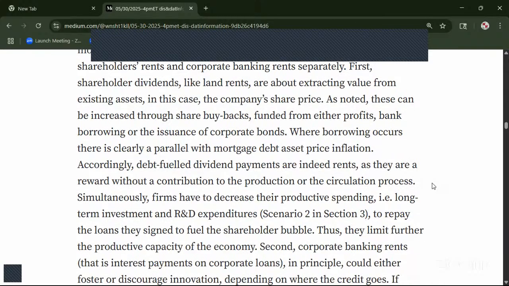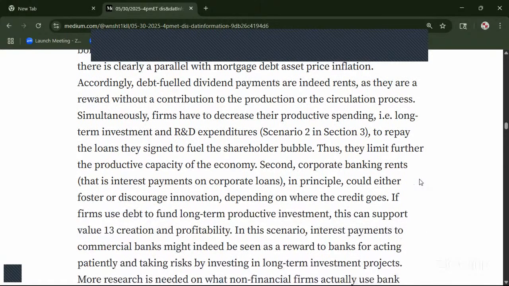Simultaneously, firms have to decrease their productive spending. For example, long-term investment in R&D expenditures, scenario 2 in section 3, to repay the loans they signed to fuel the shareholder bubble. Thus, they limit further the productive capacity of the economy. Second, corporate banking rents, that is, interest payments on corporate loans, in principle, could either foster or discourage innovation depending on where the credit goes.